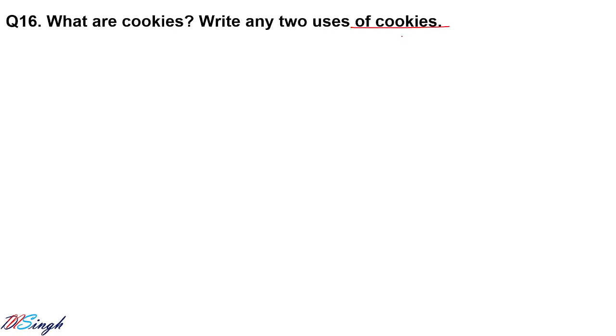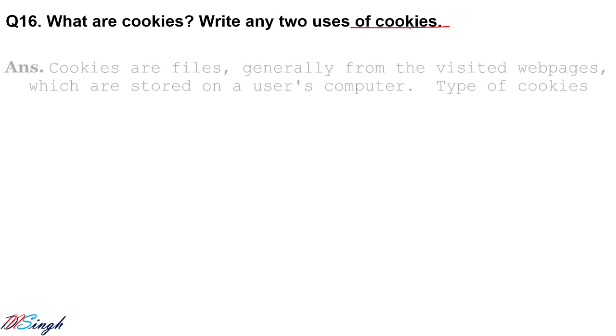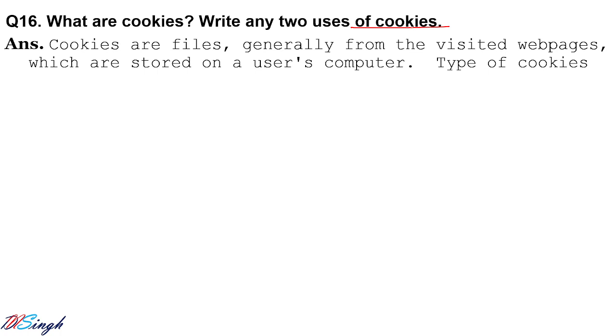So they are not the cookies which people eat like biscuits. These cookies are computer cookies. So when you visit any website, some small amount of information is stored in your web browser to make user experience good. So that is called what? Cookies. Small files. Cookies are files generally from the visited web pages which are stored on your user computer.